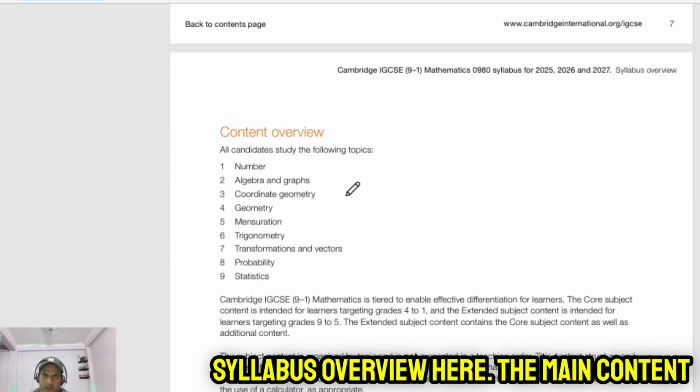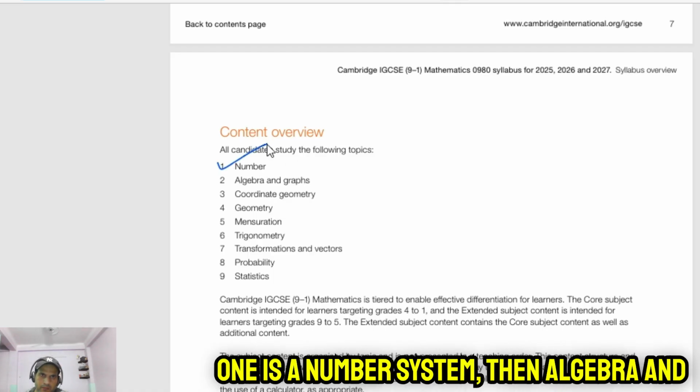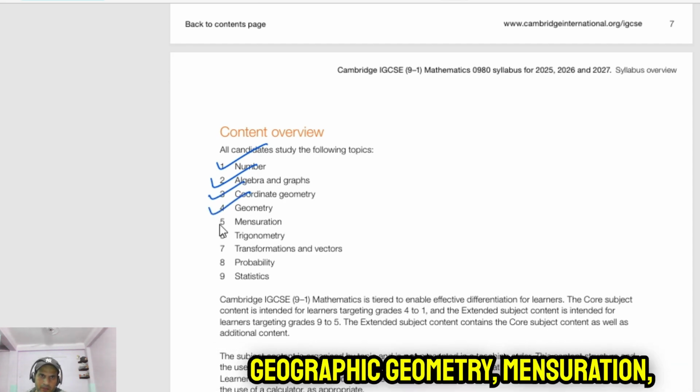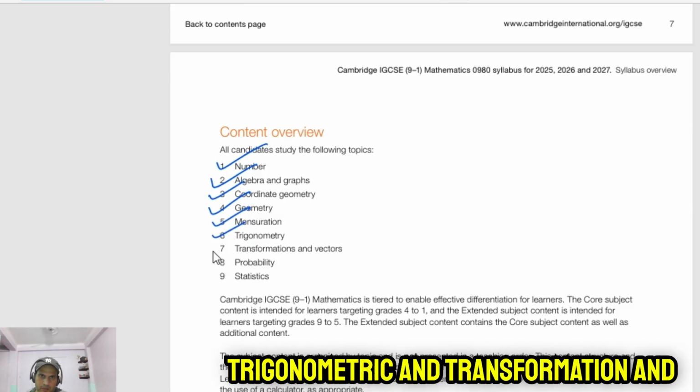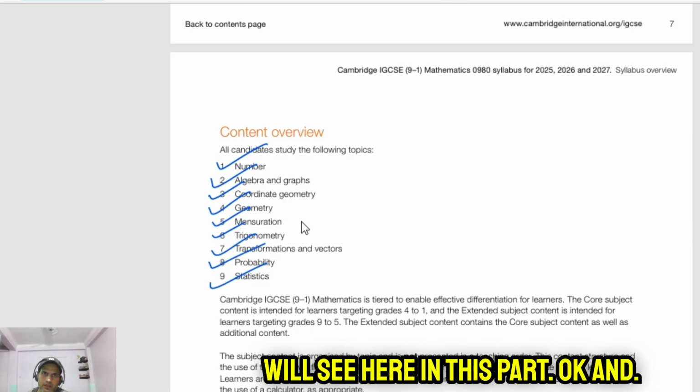In the syllabus overview, the main content you will see in this part is, first, the number system, then algebra and graphs, then coordinate geometry, geometry, mensuration, trigonometry and transformation and vectors, and probability and statistics. You will see them here in this part.